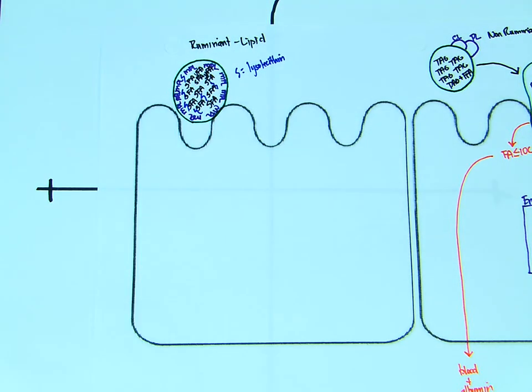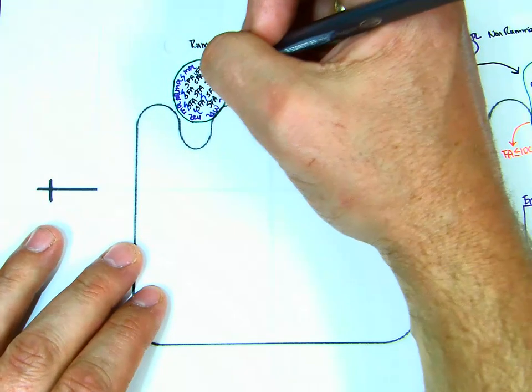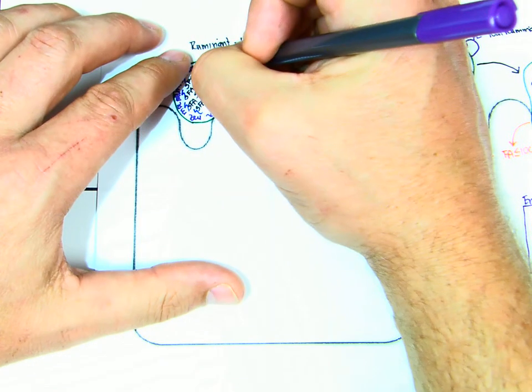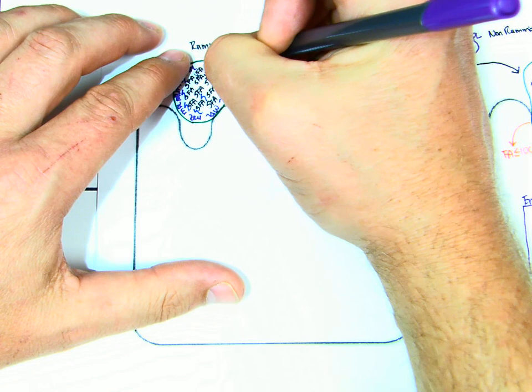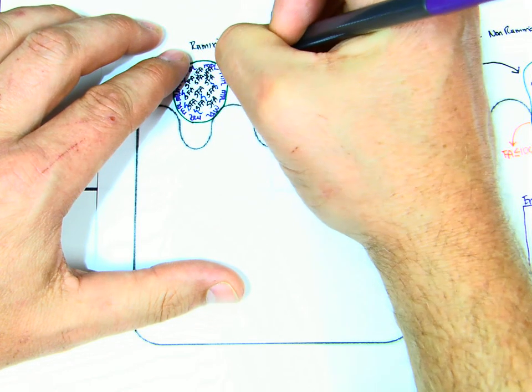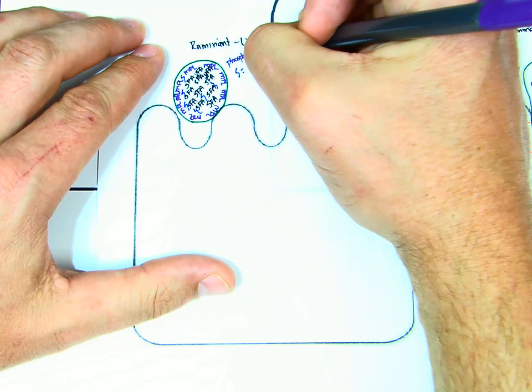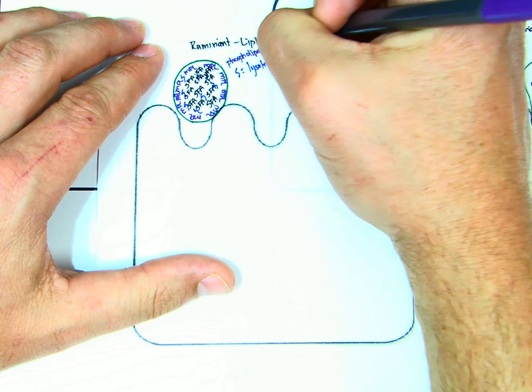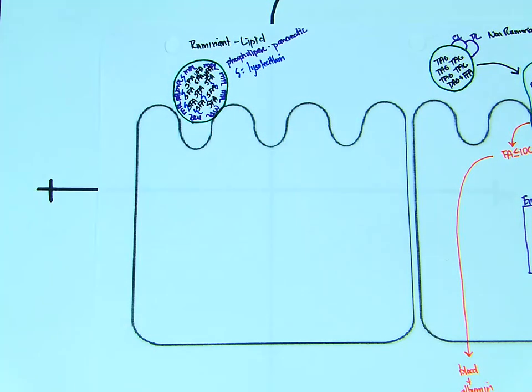From an importance standpoint, the enzyme that's going to be most important in the small intestine would be the phospholipase from the pancreas, so pancreatic phospholipase, because that's going to break down the microbial phospholipids.